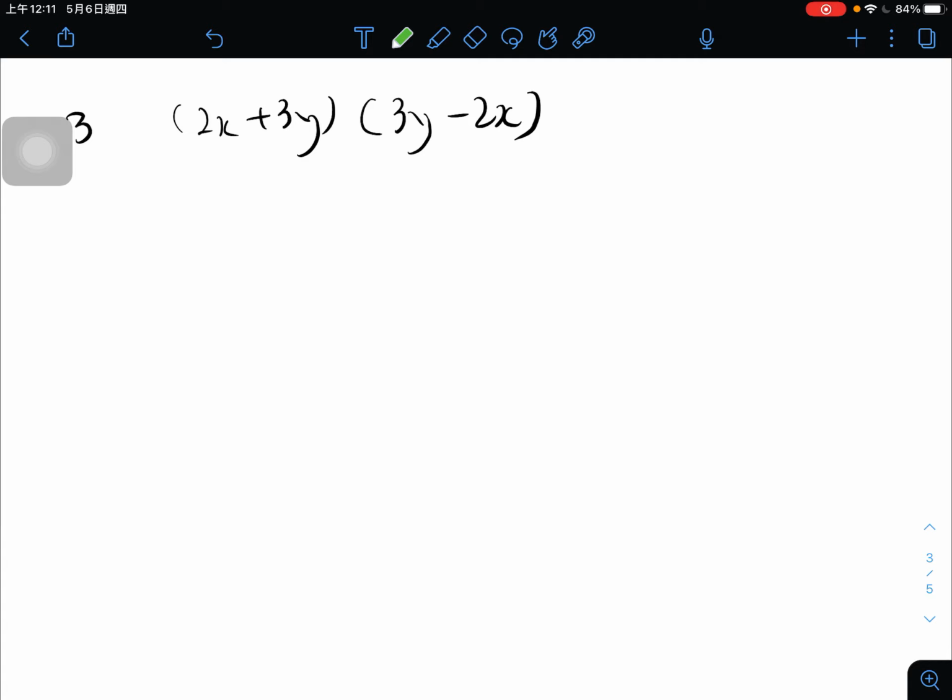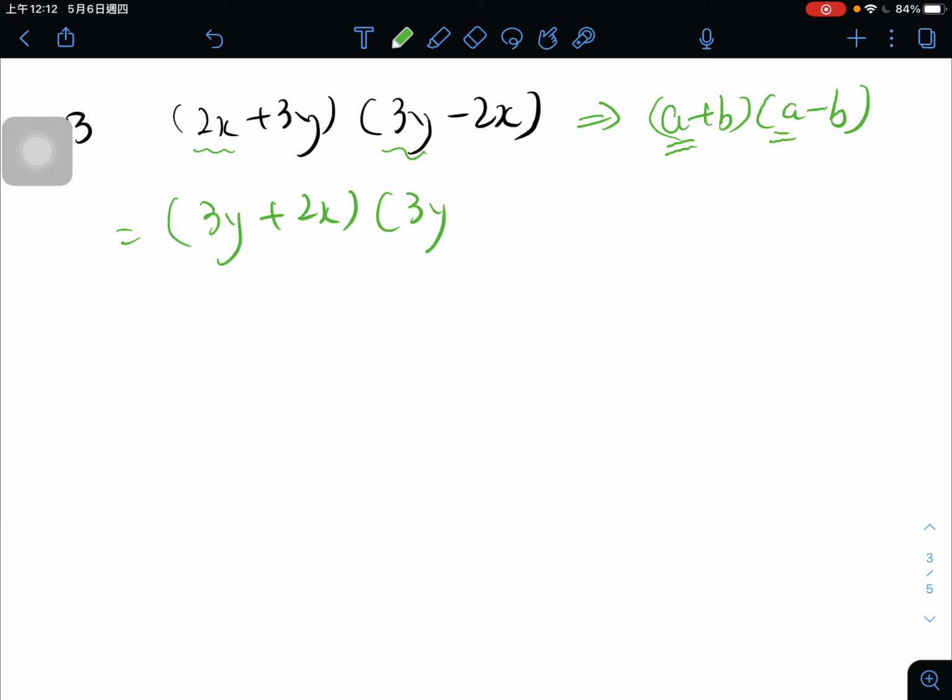How about this one? You can see that it's slightly different. As we know, it should be (a + b)(a - b). The first term should be the same within the brackets, but now you can see that it's 2x and 3y. So let us do some rearrangement: (3y + 2x)(3y - 2x). You can see that this matches our identity.